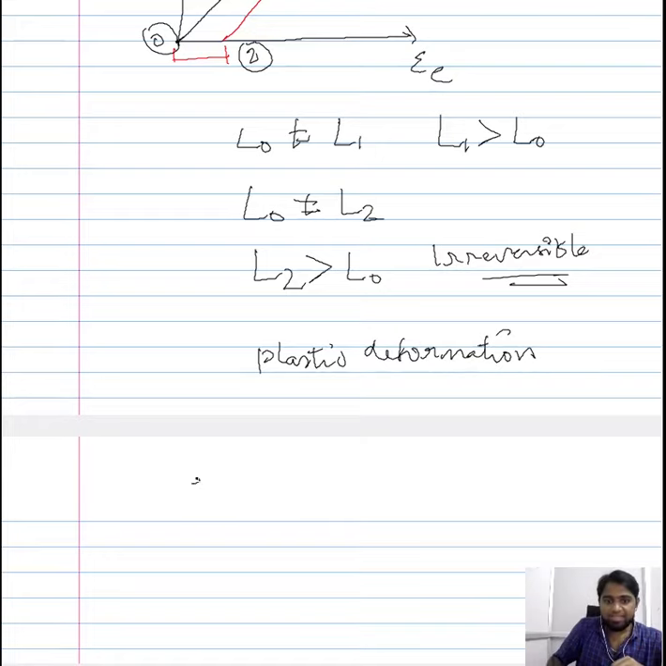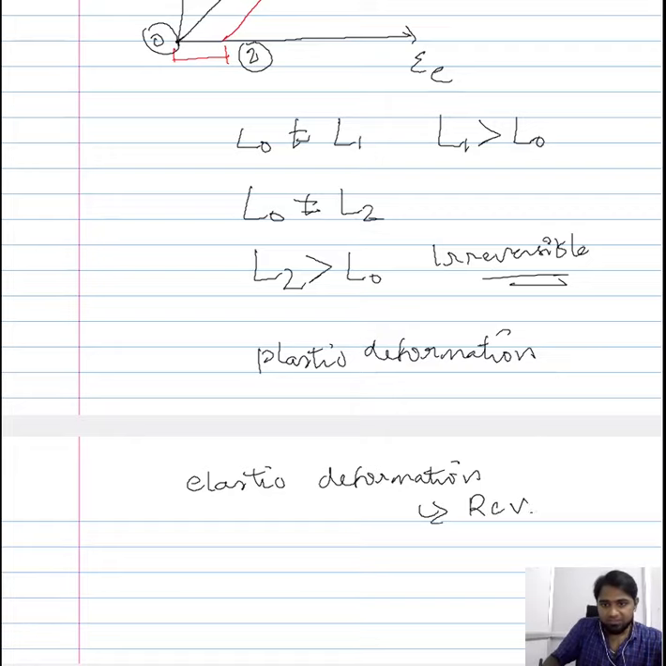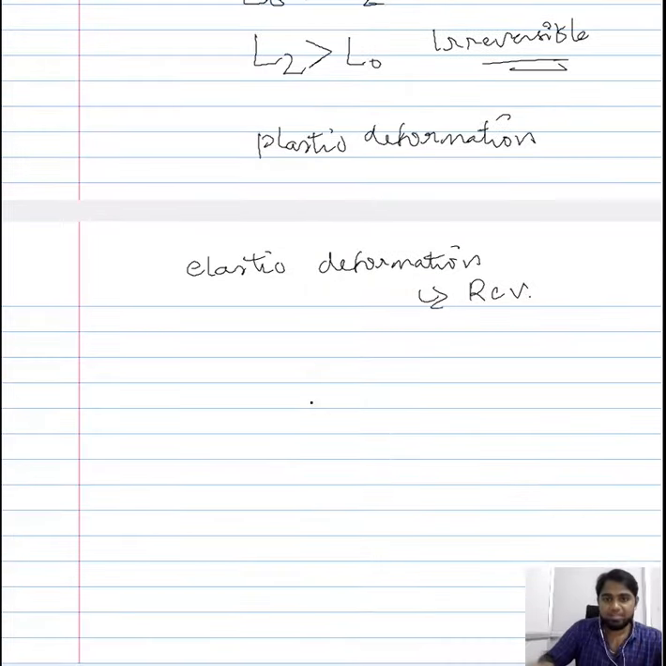So the elastic deformation, or change, is a reversible one, whereas the plastic is an irreversible one, or to put it in general terms, a permanent one.